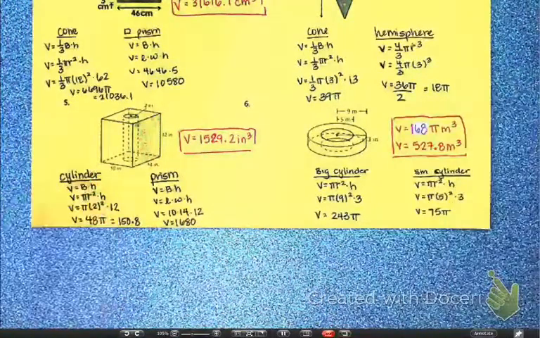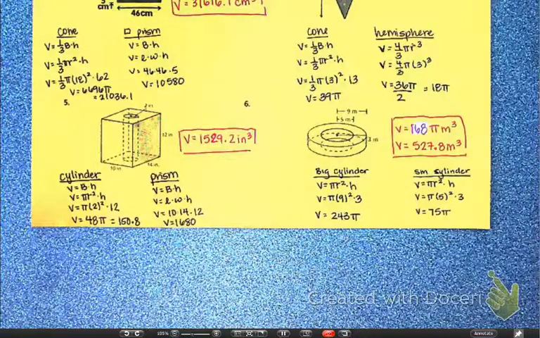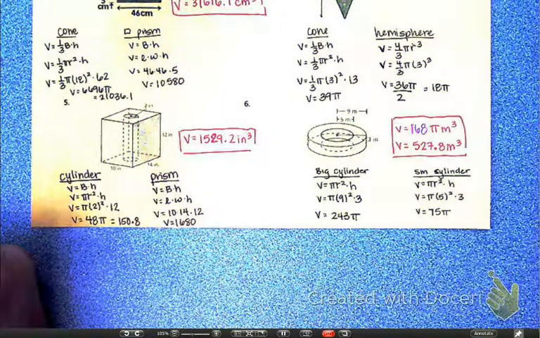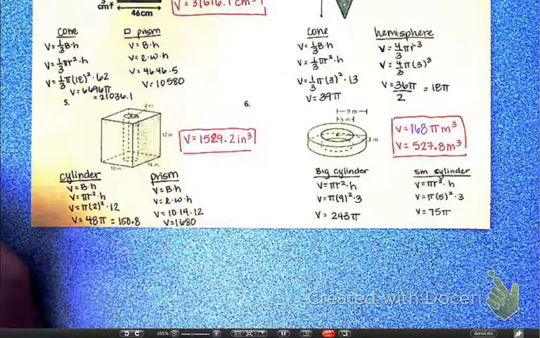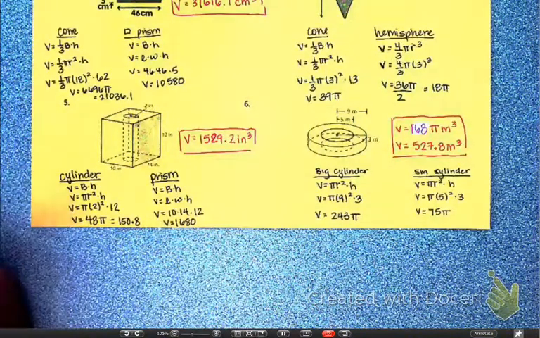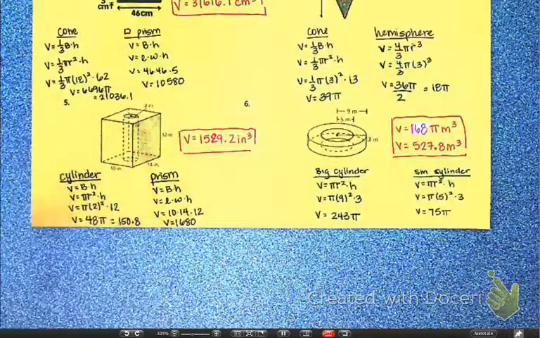Okay, so I'm a really good example of not paying attention. I'm just going for it and doing the motions of what we normally do. Make sure that as you're going through these problems, you're paying attention to what formulas you're using and whether the composite figures are attached or something's being taken out. Okay?